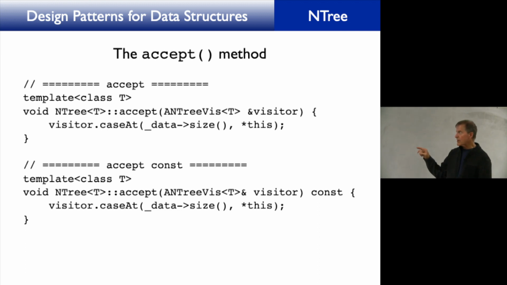Take a look at what the accept method does. So now here is the code for the accept method. All it does is call visitor dot case_at. So it doesn't do an empty case. It doesn't check to see if it's empty and do an empty case and then a non-empty case, so the plugin developer has to do one thing for the empty case and one thing for the non-empty case. It just does one thing. And what does it pass along? Underscore data, arrow, size, and star this to have access to the host. Does everybody see how that works?